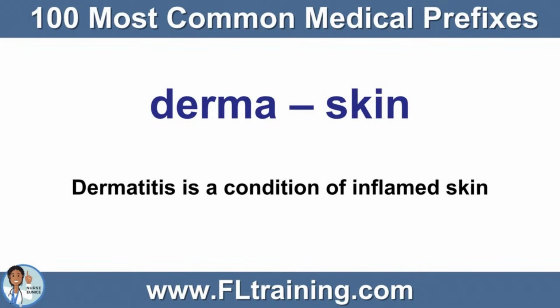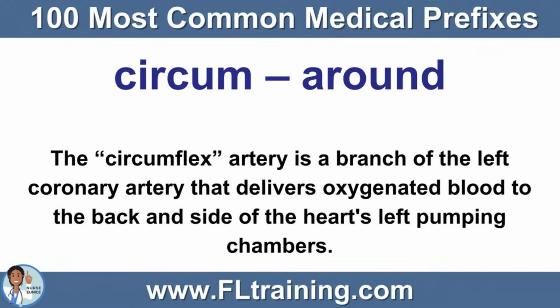And I know you're proud of yourself because you're understanding the prefixes and the suffixes, and it's starting to make sense. Circum means around. So the circumflex artery is a branch of the left coronary artery that delivers oxygenated blood to the back and side of the heart's left pumping chambers. So the circumflex artery goes around to the side of the heart.